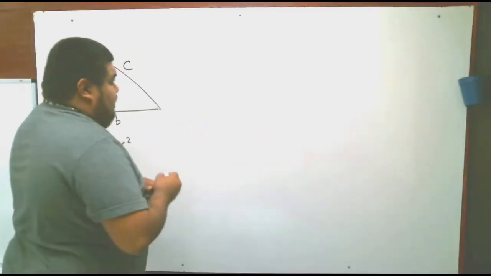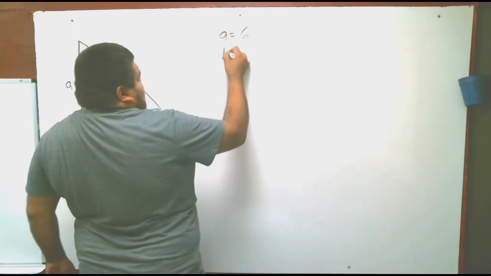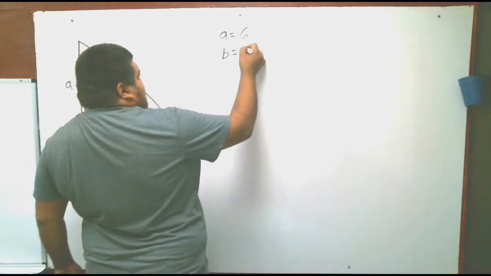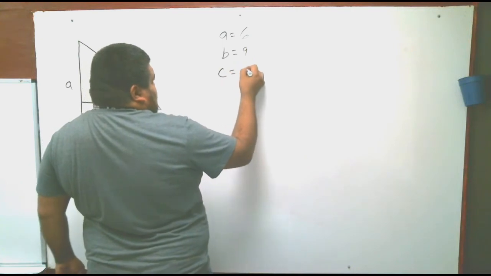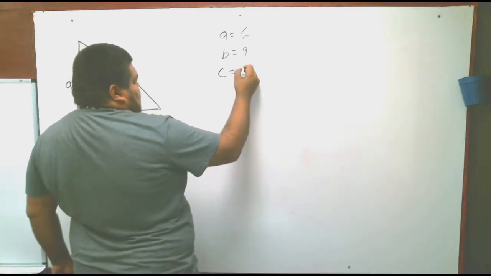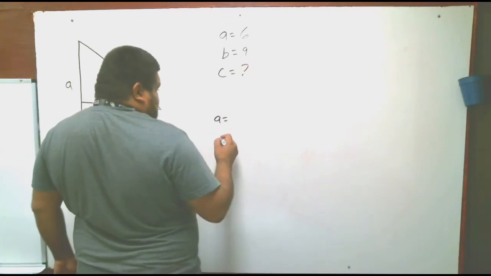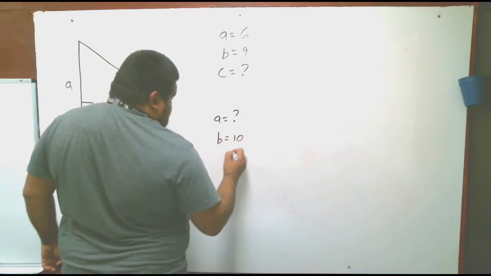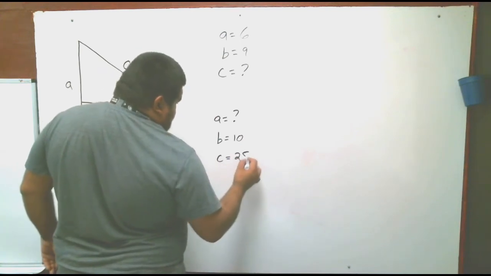For the first one, we have A equals 6, B equals 9, C equals question mark, or X. Really doesn't matter. For your second one, we have A, which we don't know, B equals 10, and C equals 25.